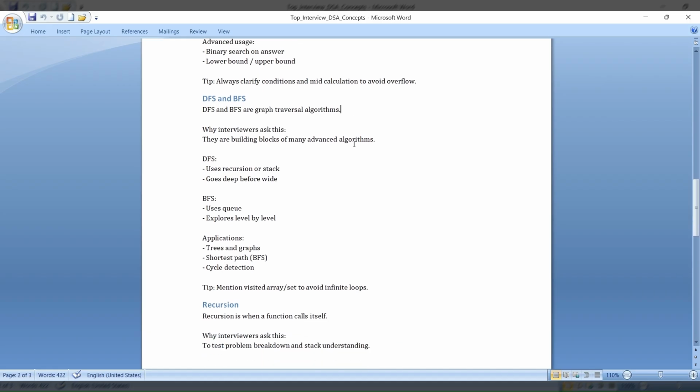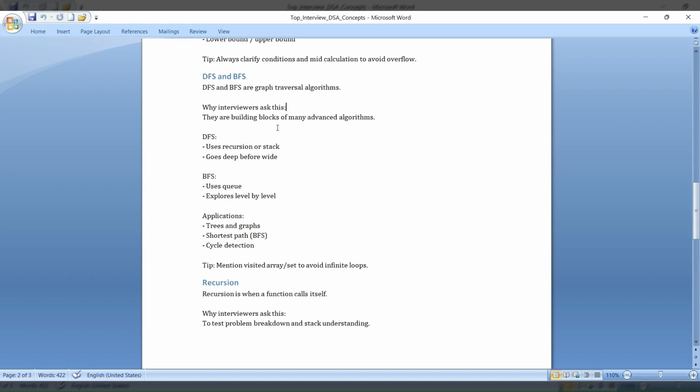The next topic is DFS and BFS, depth first search and breadth first search. It is used in tree as well as graph traversal algorithms. The interviewer generally asks this question to check your high-level DSA concepts, like whether you are able to traverse a tree or graph, and understand the traversal and working of trees and graphs or not. So that is why the interviewer asks this question in general.